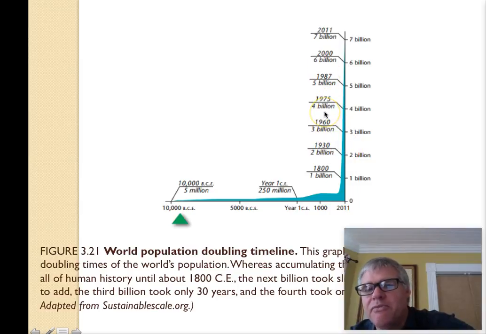And you can see how much quicker adding the next billion has occurred in these years here, right? Whereas getting to our first billion took us tens of thousands of years, to get our next billion took 130 years. And then it only took 30 years. And then it took 15 years. Then it took 12 years. And then 13 years. And then it looks like 11 years on that last one. And so we're adding a billion very, very quickly.